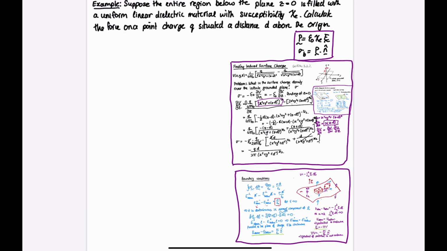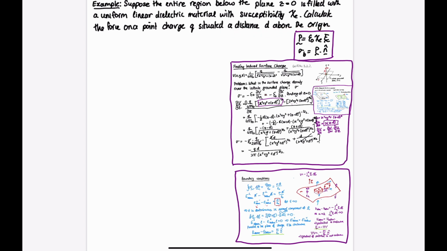Okay, now we're going to try a very challenging example, which is going to pull together a lot of the ideas from the different topics that we've learned so far. So in this example, suppose the entire region below the plane Z equals 0 is filled with a uniform linear dielectric material with a susceptibility, which is given by this chi subscript E. Calculate the force on a point charge Q situated a distance D above the origin.